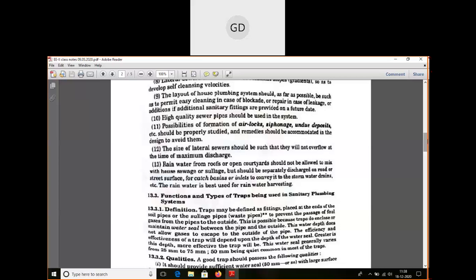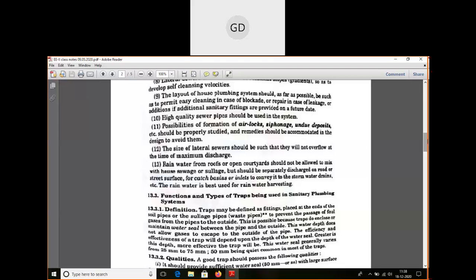Then number 13: rainwater from roofs or open courtyards should not be allowed to mix with house sewage or sewage, but should be separately discharged on road or street surface, or to catch basins or inlets to convey it to the storm water drains. The rainwater is best used for rainwater harvesting.